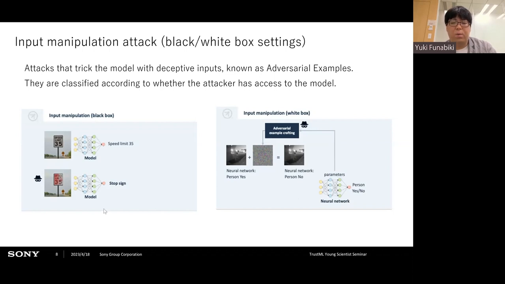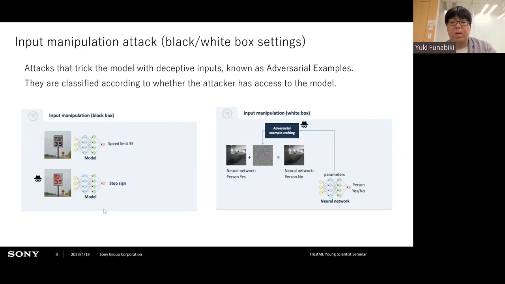And the other case, the white box setting. In that case, the attacker can access the model. So the result of black box and white box is the same, but the attack capability is different. In the black box setting, the attacker can access only the output from the model. On the other hand, in the white box, the attacker can access the internal parameters of the neural network or other machine learning models. So in the real use case, we should assume that the attacker is in the black box setting.